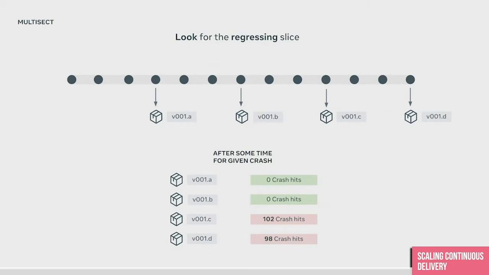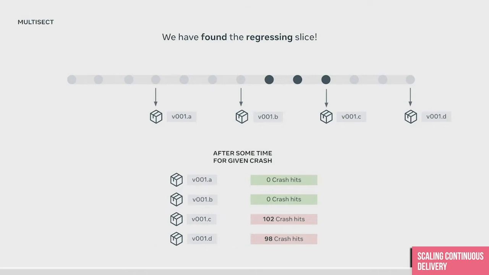After some time, for a given crash, for example, we are going to look in the table that contains all those crashes and see that for package A, we don't have any crash hits. For package B, the same. And we start seeing that for packages C and D, we see those crashes happening for the first time. And what does it mean? It actually means that we have found the regressing slice. So in this example, it will be slice C. And slice C contains multiple commits, right? We still don't know which of them introduced the issue.